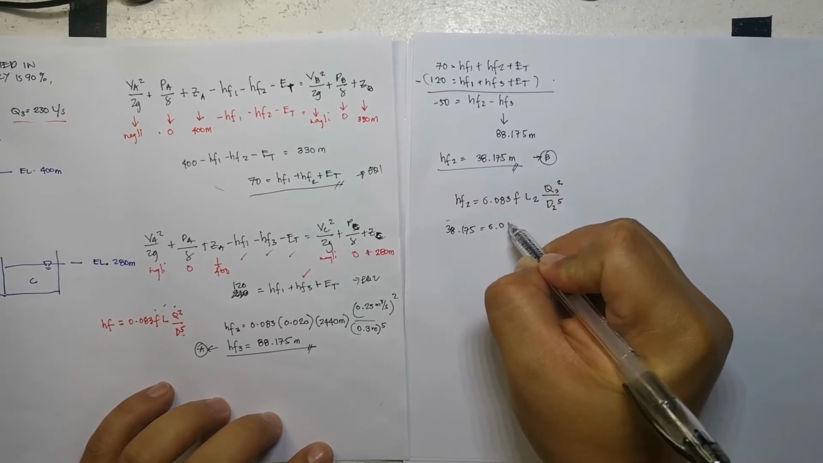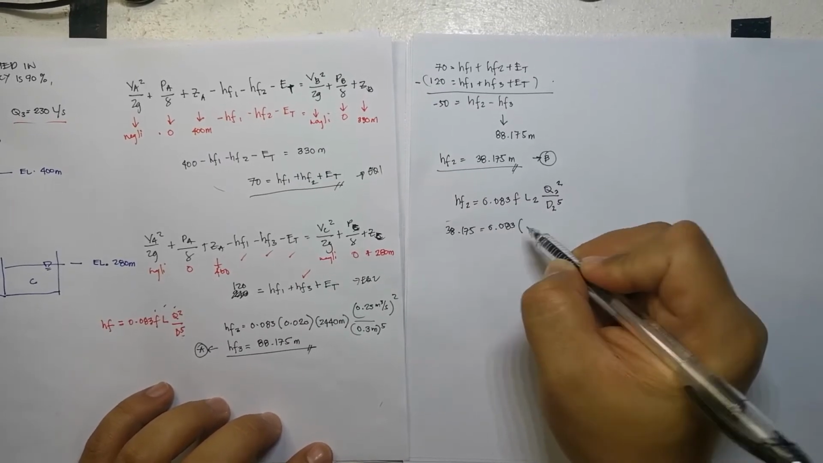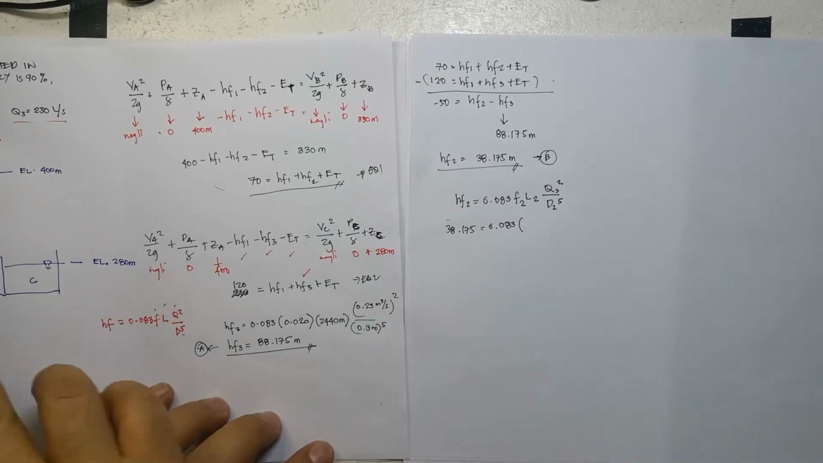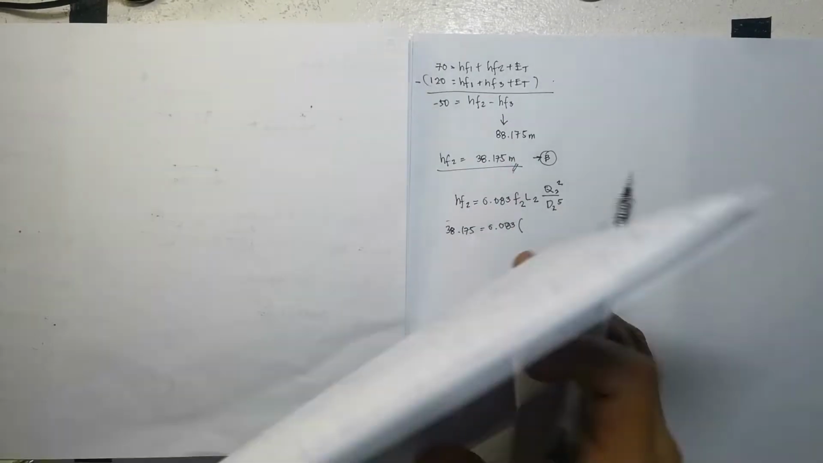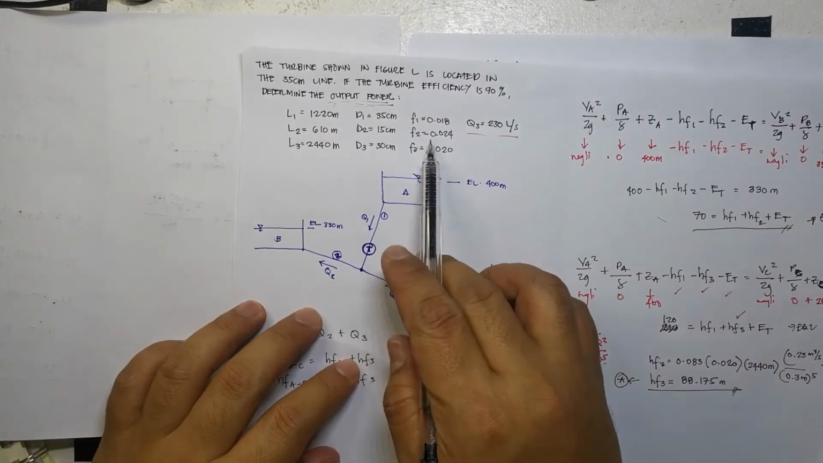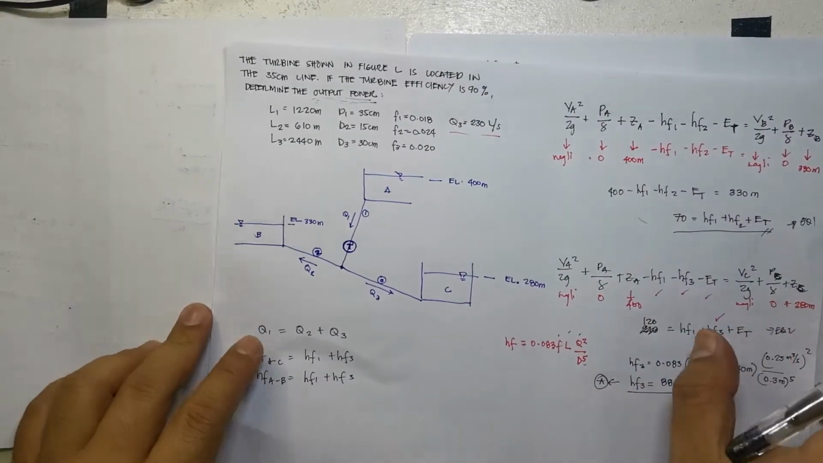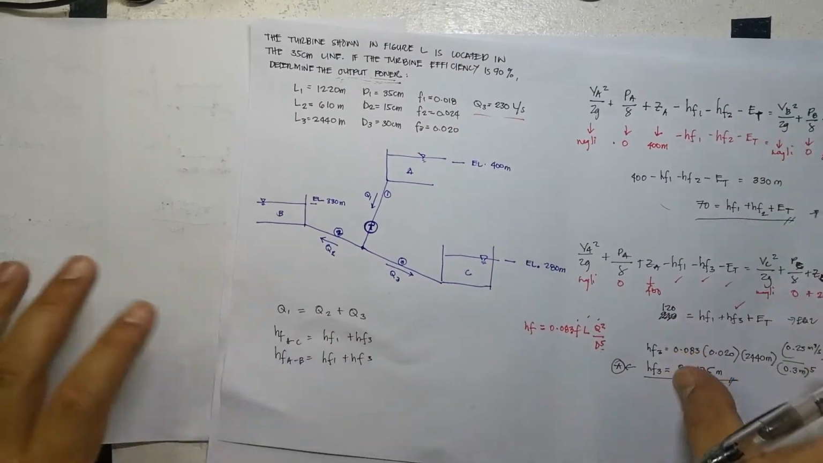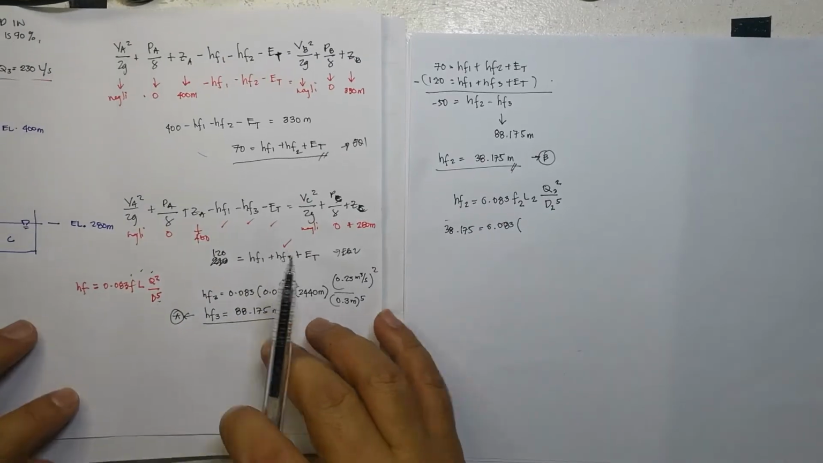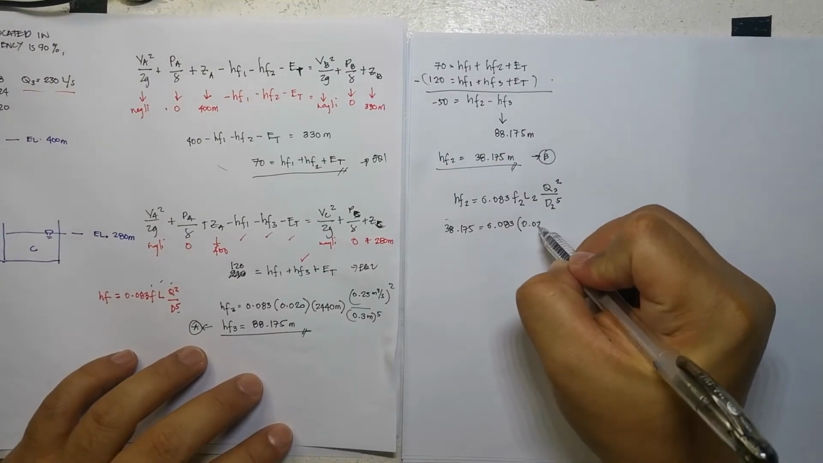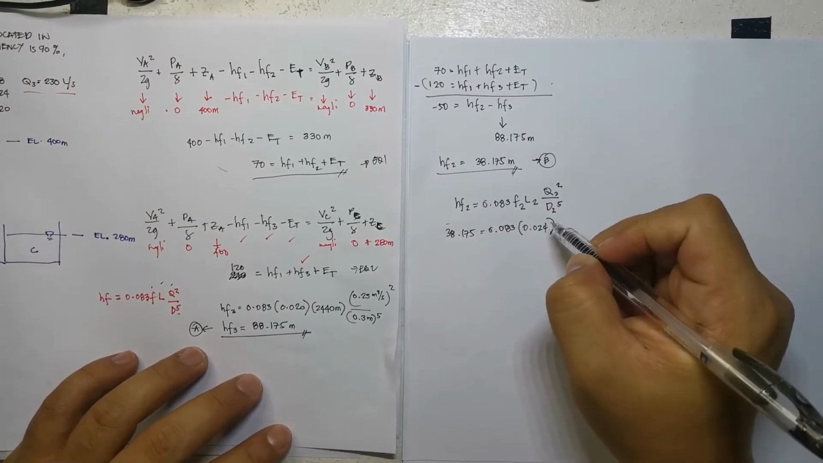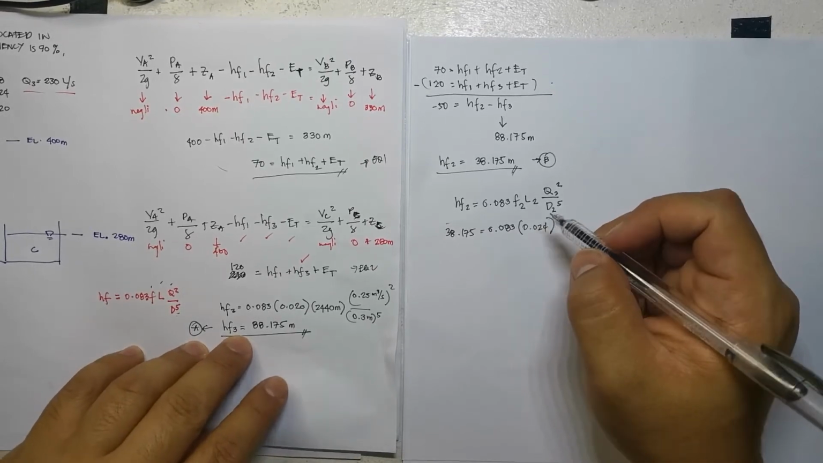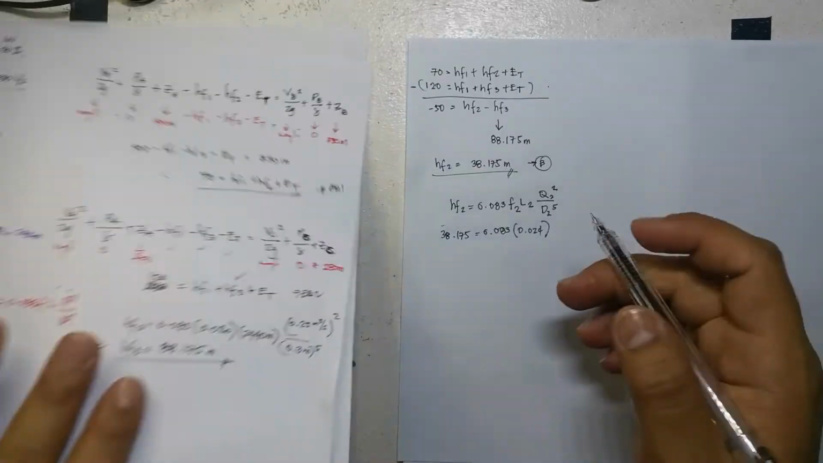Is equal to 0.083. F2, sorry, F2 yan. F2, balikan natin to. F2 is 0.024. Length 2 is equal to 610 meters.